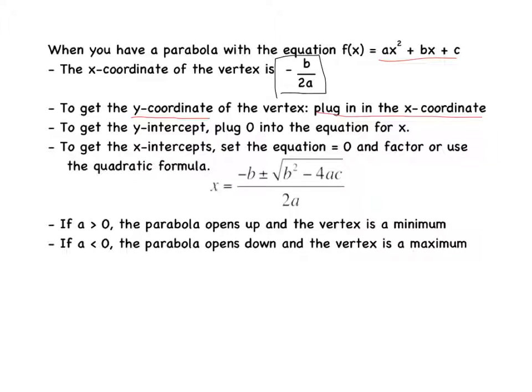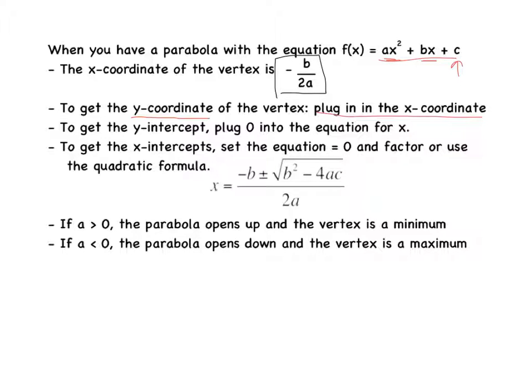Then you have the full vertex. To get the y-intercept, we do the same as we did in the other kind. You plug in 0 for x and just crunch out the answer. And if you look at this, if we put in a 0 here and a 0 here, really that ends up being the y-coordinate the vast majority of the time.